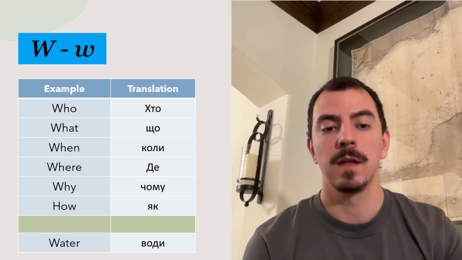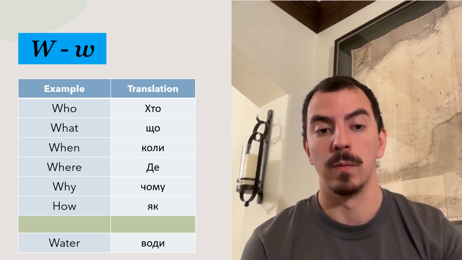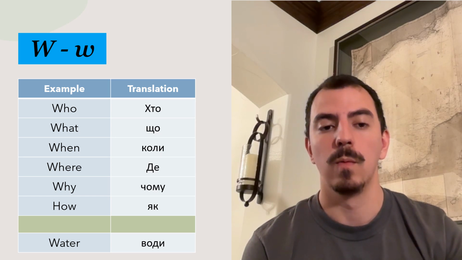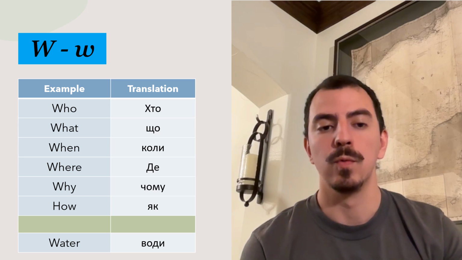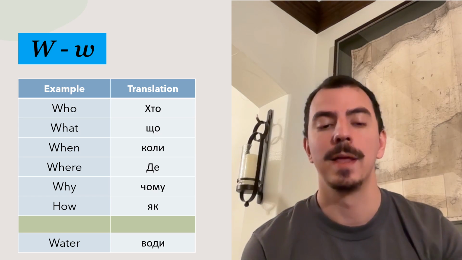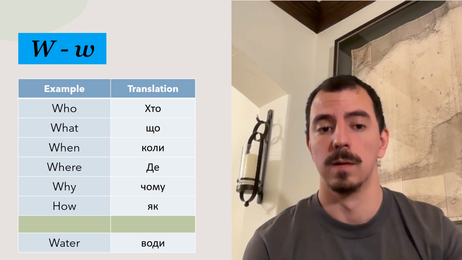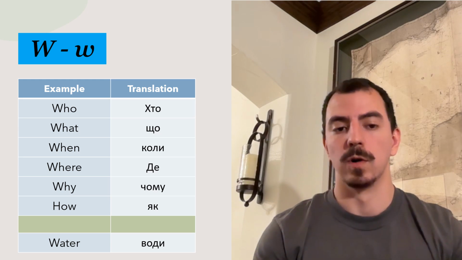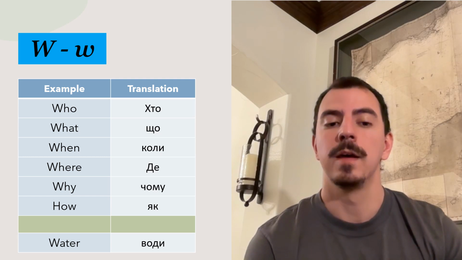On all the others, what, when, where, why, the H is silent. So what, when, where, why, and how. How, at the end, the W still has the W sound. And at the very end, I put one more example that isn't a question word, which is water. So instead of the V sound that's in other languages for water, it's a W.